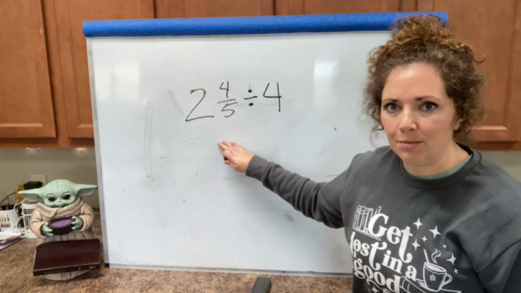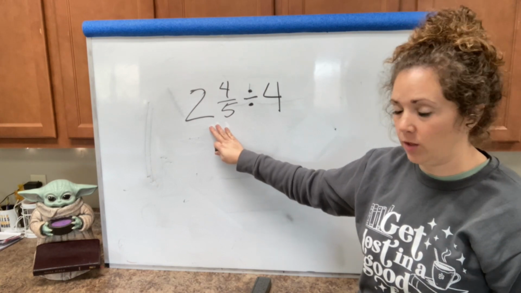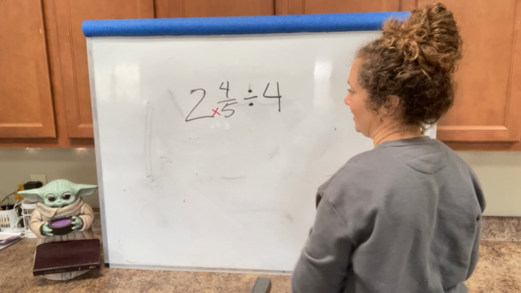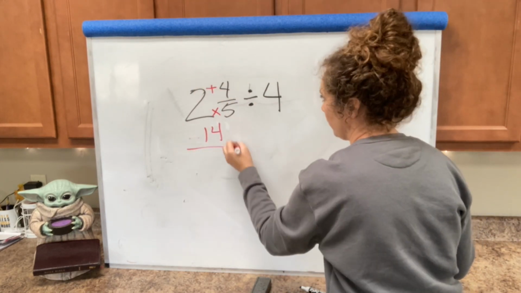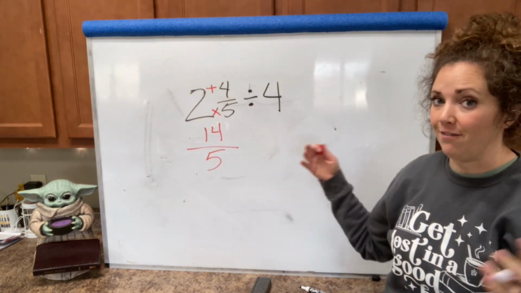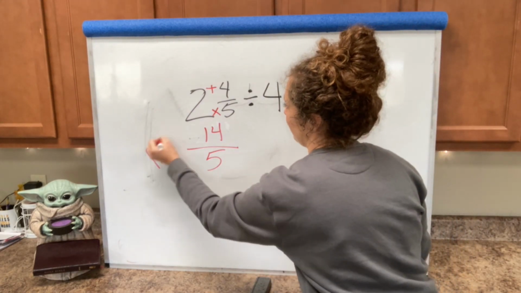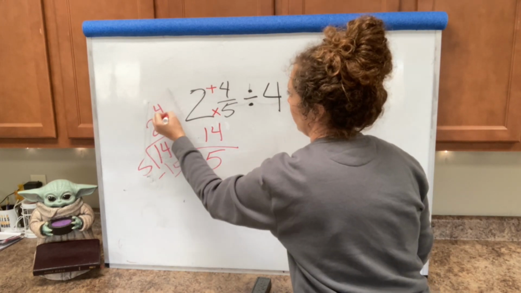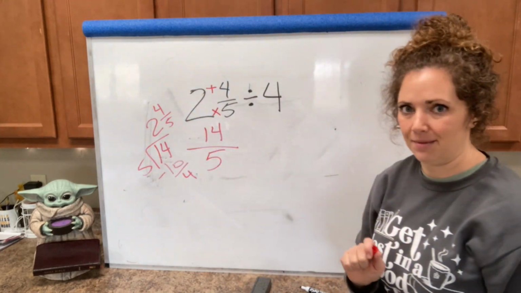What if you have a mixed number divided by a whole number? First, we need to put this into an improper fraction so we can work with it. To do that, you take 5 times 2, that's 10, plus 4, that's 14, over this denominator. And there is your improper fraction. If you want to test that out, to put this back into a mixed number, we take 14 divided by 5, that's 2 and 4/5. Because this becomes the numerator, that becomes the denominator.